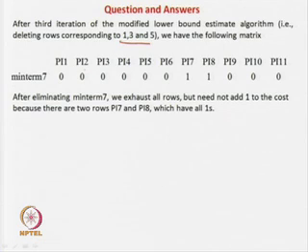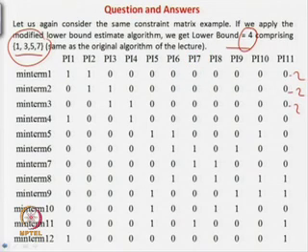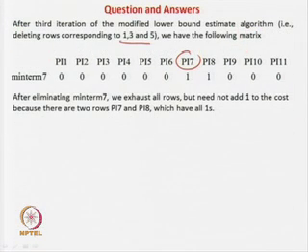So, now in this case, you will find out that if you take Pi 7, this one will exhaust all the rows, but need a 1. But in this case, if you take now eliminating min term 7, if you keep on reducing this, you will reach a situation over here. After eliminating min term 7, we exhaust all rows, but need a 1 to the cost, because there are no 2 rows Pi 7 and Pi 8 which are having all 1s. So, let us see what that means.